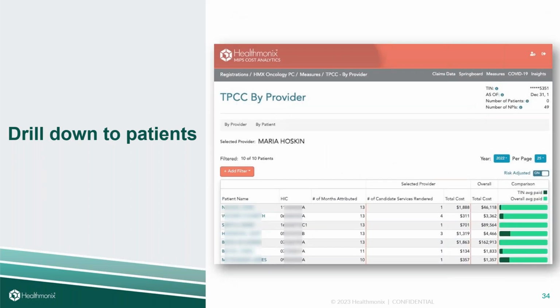You can drill down to the provider level. So here in TPCC, this is a provider level, shows each of the patients, how much they're being attributed to them in TPCC. That's done on a monthly basis. Number of candidate services rendered, what's the total cost to that patient, and where is that compared to the overall cost inside and outside of your tin.